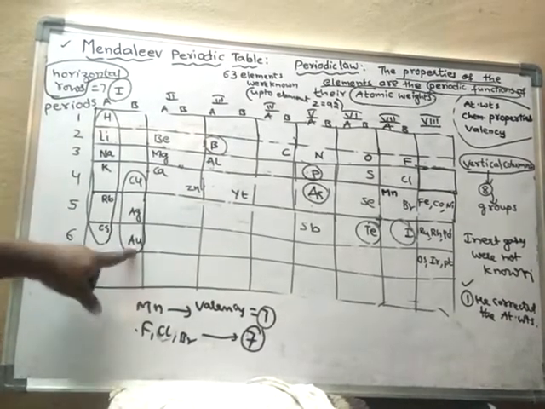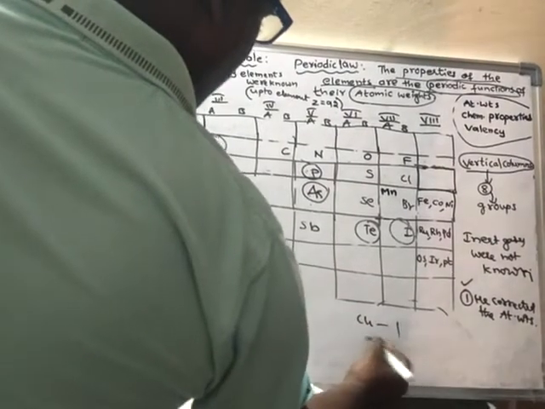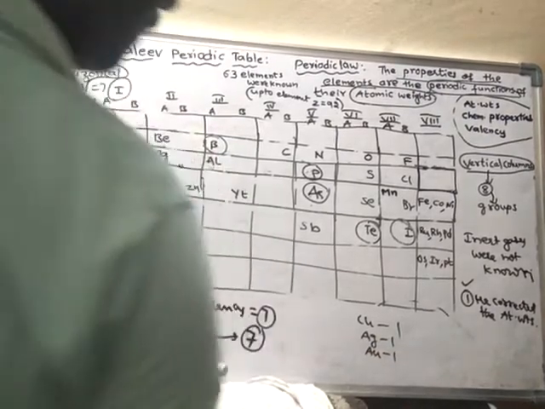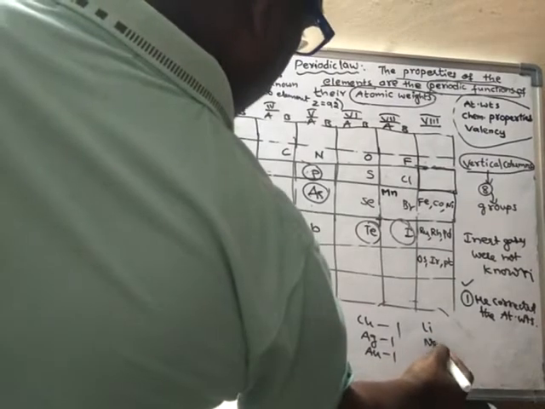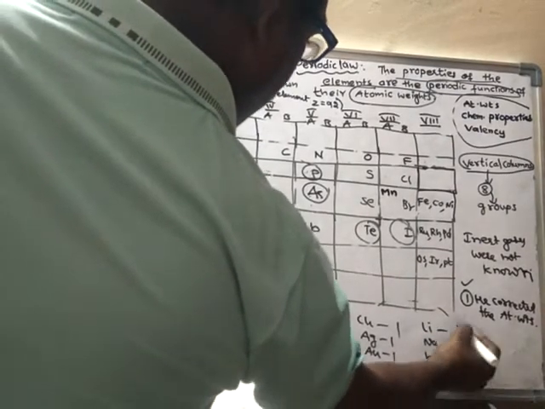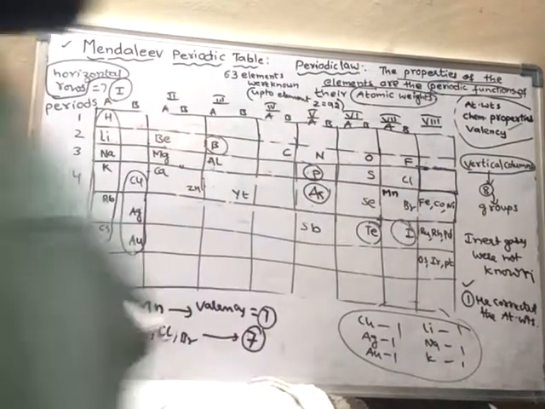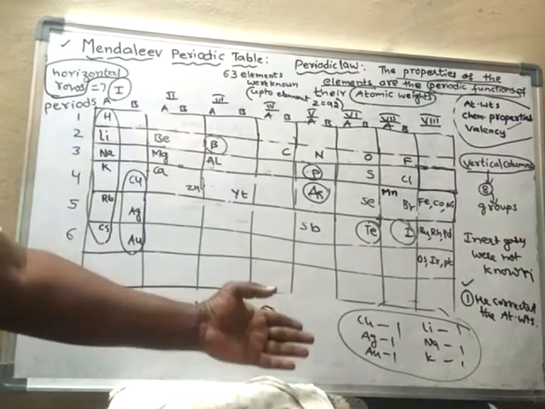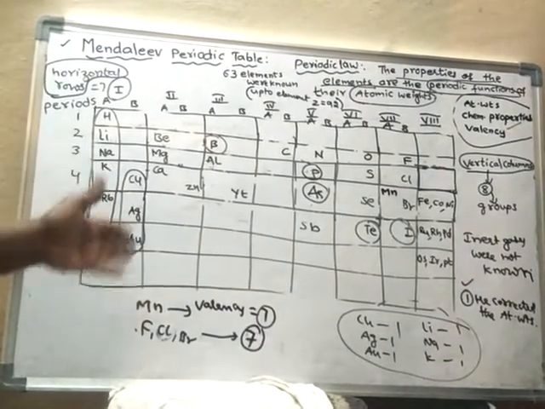Why did he place these elements along with this? Because copper, its valence is 1, silver, valence is 1, gold, its valence is 1. Even lithium, sodium, potassium, their valencies are also 1. As he considered valency also while arranging the elements, here he placed dissimilar elements together.